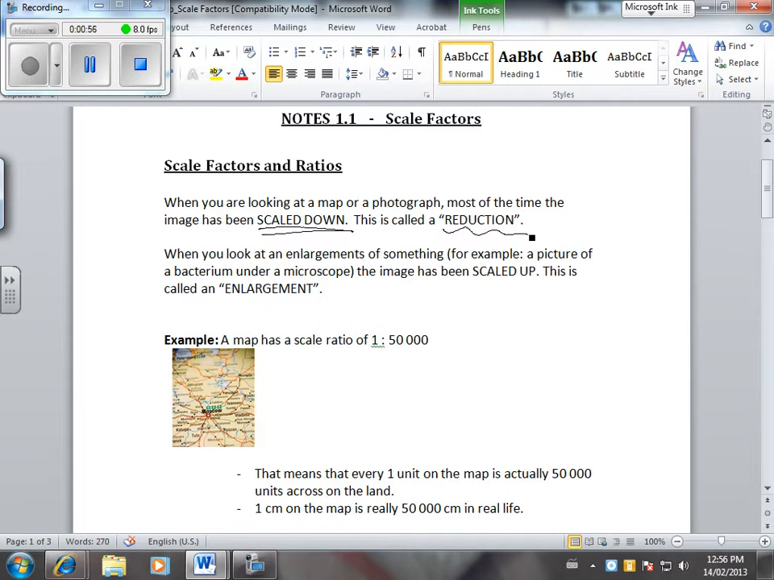When you look at an enlargement of something, on the other hand, it's been made larger. It's been scaled up or enlarged. So for very small things we enlarge them, and very big things we reduce them. You'll have done this in science, when you look at things under the microscope, which enlarges things for you.